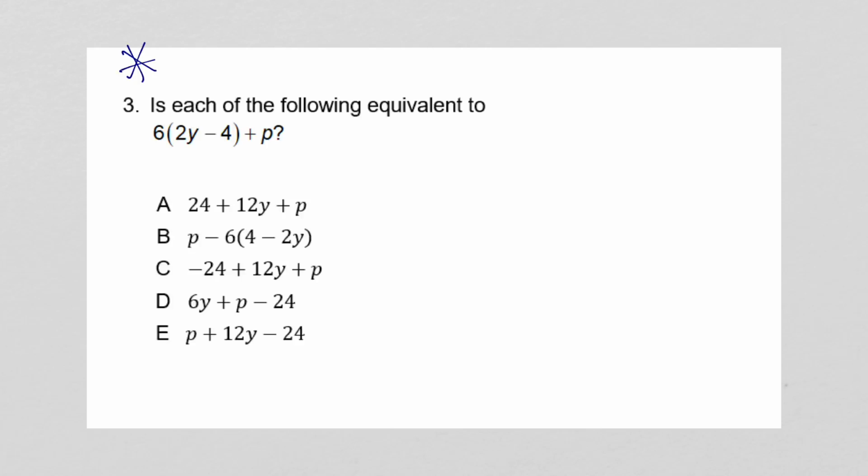Number 3 is exactly the same on your quiz. So if you're watching this video, yay for you. Exactly the same, except the order of A, B, C, D, E is switched. So A might be E, D might be B, but it's the same problem. They want you to figure out which ones are the same.